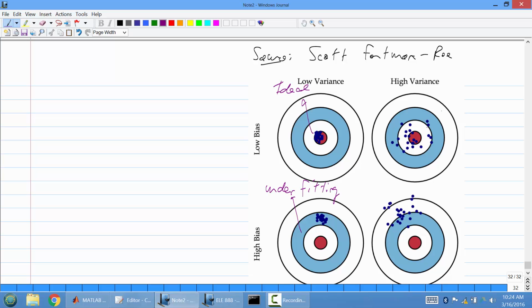This example here has low bias and high variance, which means that when you predict the outputs, they're more or less centered around where the expected outputs would be, but there's such huge variability when you change the input slightly. So this is overfitting.